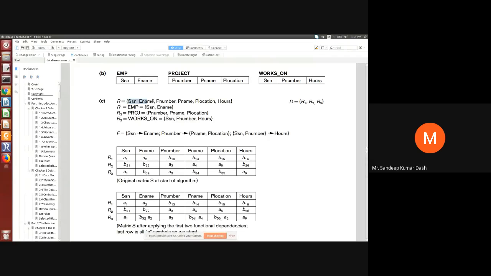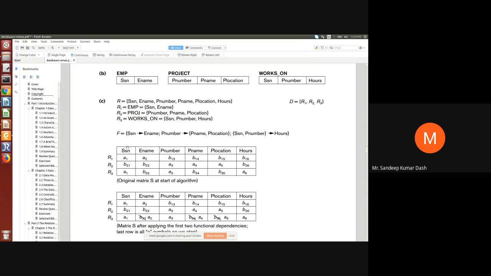Here R has six attributes: SSN, ename, P number, P name, P location, hours. R1 has SSN and ename, so I wrote SSN as A1, ename as A2, and the rest will all be B. Remember from the last example, whatever attributes a relation has, under those attributes you have to write A first. Since nothing else is there, all the rest will have B. This is first row third column, so B13, first row fourth column, B14, first row fifth column, B15, B16.